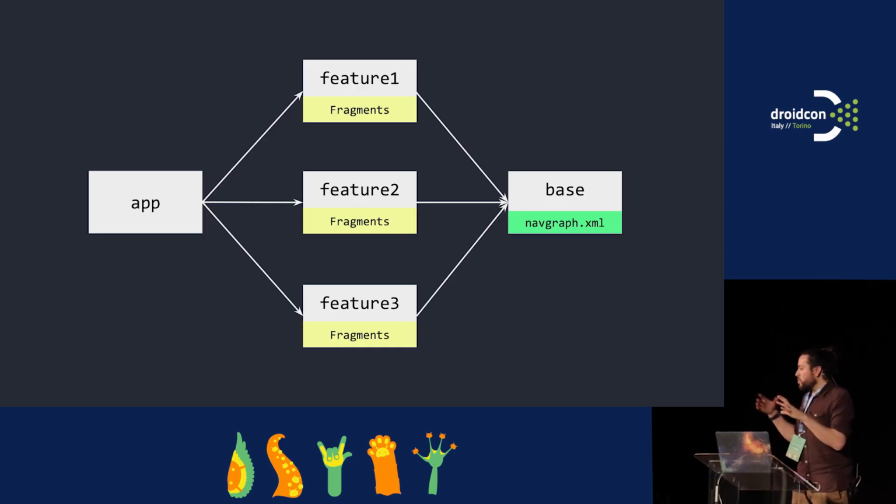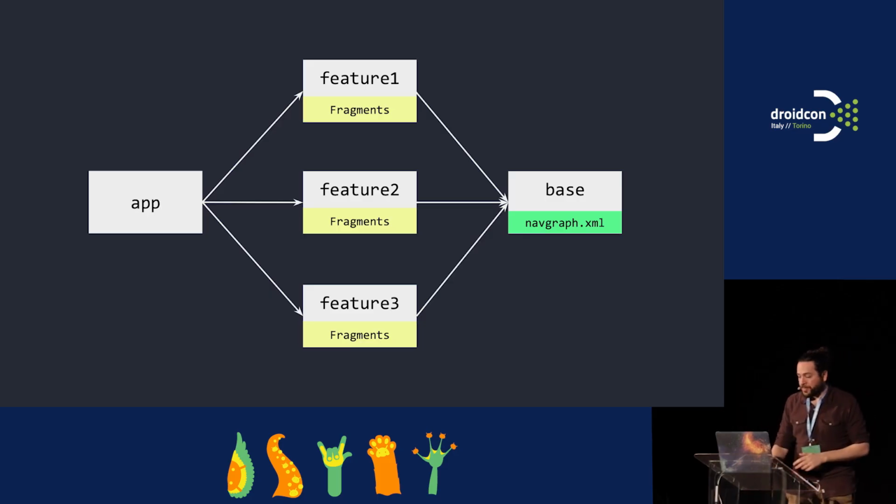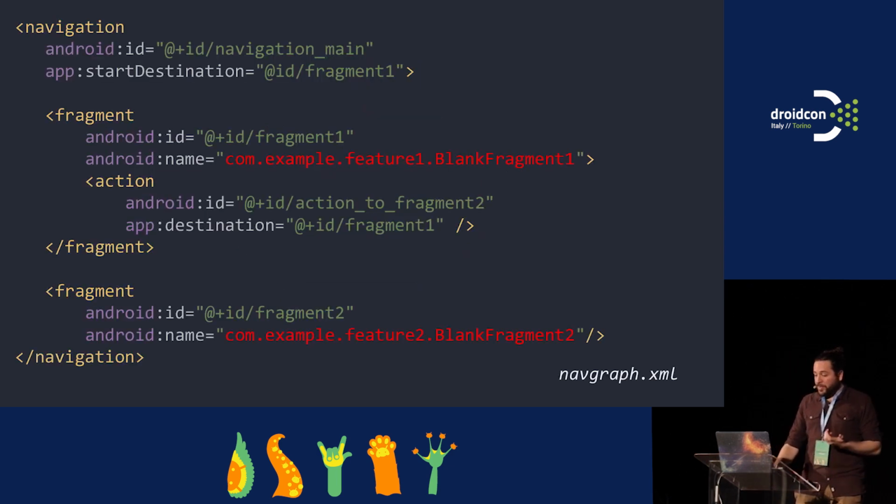And there are many ways to solve this. In the speaker notes I added the link to an interesting article by David Vavra about how they use navigation component, and he talks about the multi-navigation module. There is a way to solve that: you have the nav graph in a single place, in the base module. But the problem is that if you have your nav graph in the base module, all the fragments that you declare on your feature, you won't be able to see them. It will be red, you won't have auto-completion, and you won't have any preview displayed.